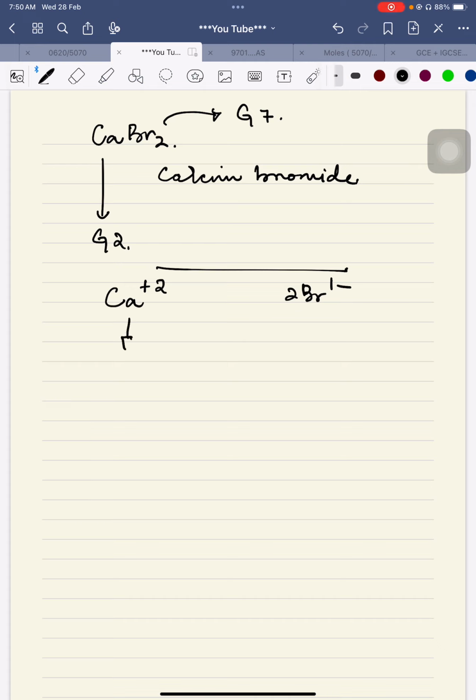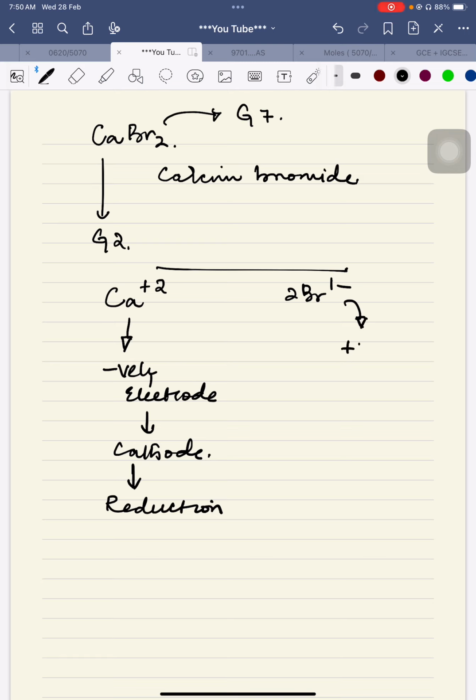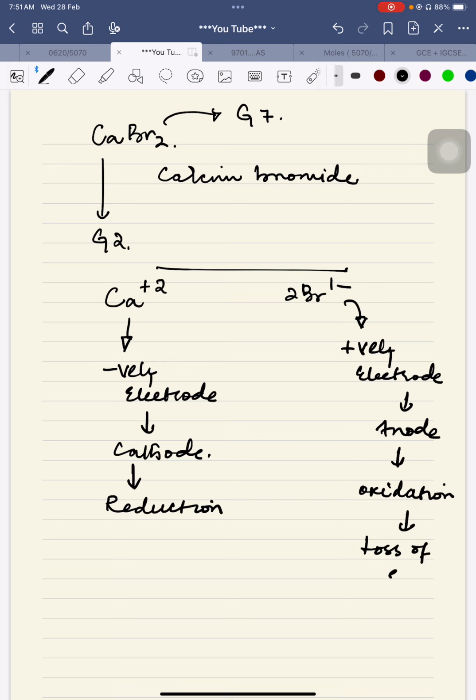Okay, where is it going? It is going towards the negatively charged electrode, and what is the name of the negatively charged electrode? That is called the cathode. And we will say that reduction is happening over here. Okay, done. What about the bromide? It is going to the positively charged electrode, and that is called the anode. And here there will be oxidation. Okay, and oxidation is loss of electron, whereas reduction is gain of electron.